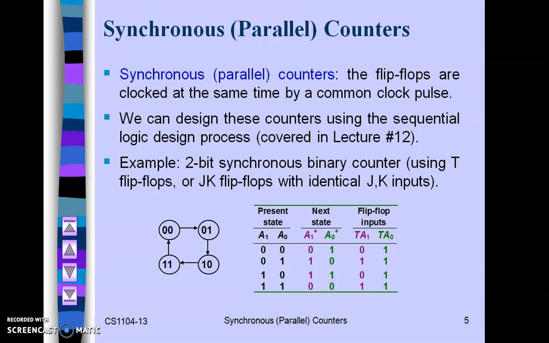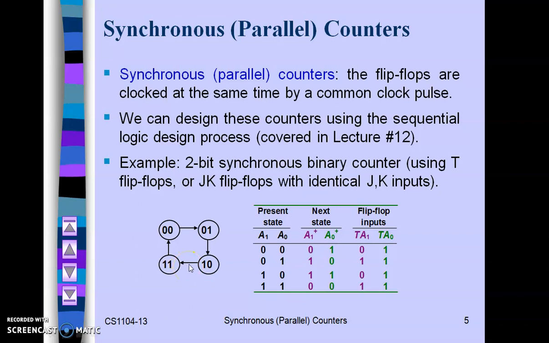Here these are the 4 states. We know that if we want to design a 2-bit counter, there will always be 2 raised to 2, that is 4 states: 00, 01, 10 and 11. After that it will once again count 00, 01, 10, 11, like this. So there will be 4 states.